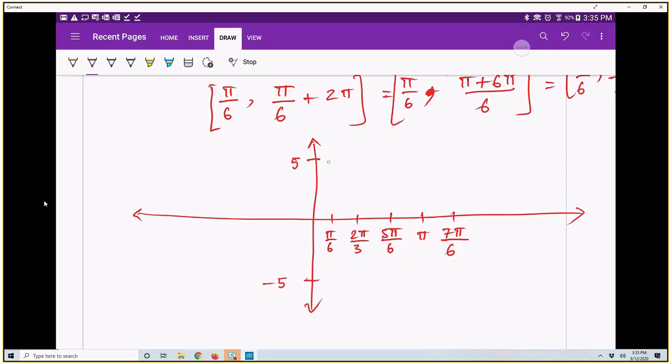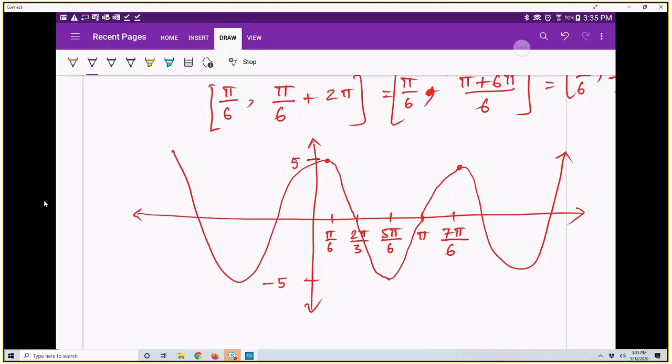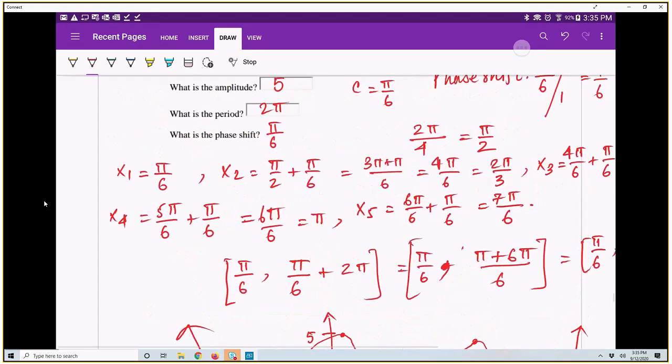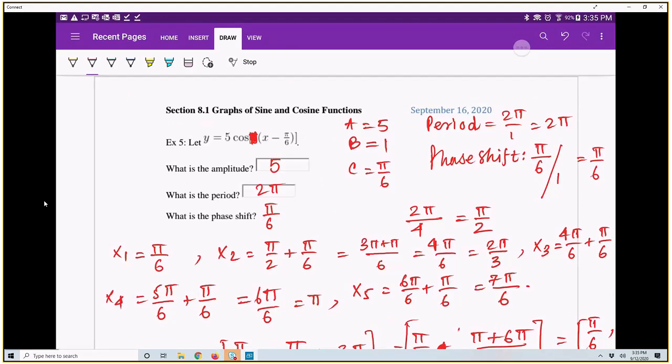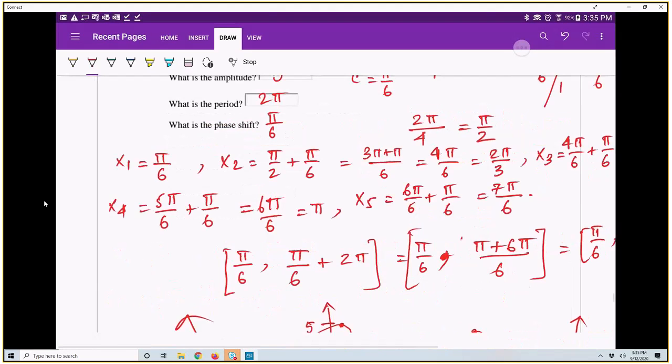So I start at the highest point for cosine, then go to 0, go to the lowest point, go to 0, go to the highest point for one full period. Periodicity completes the quest of finding the graph of this cosine function. So if your function was 5 times cosine x minus pi over 6, this is how you will draw the graph of the function.